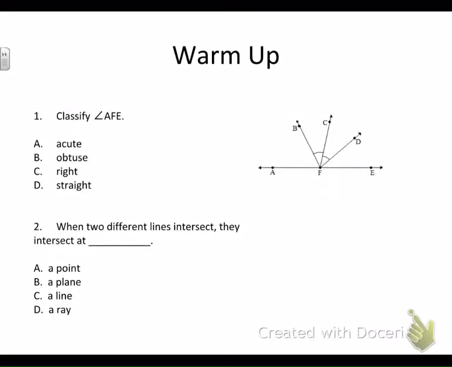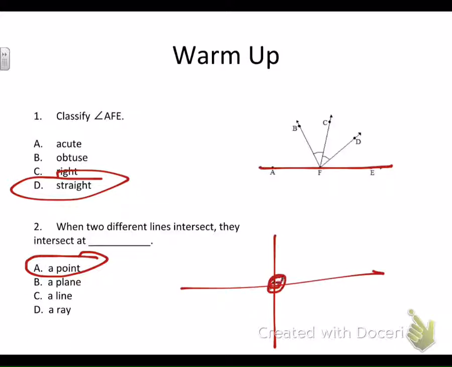Alright, let's classify AFE, what type of angle it is. That is a straight angle, so it would add up to 180. And then when two different lines intersect, they intersect at a point. So that'd be two different lines, they intersect at a point.